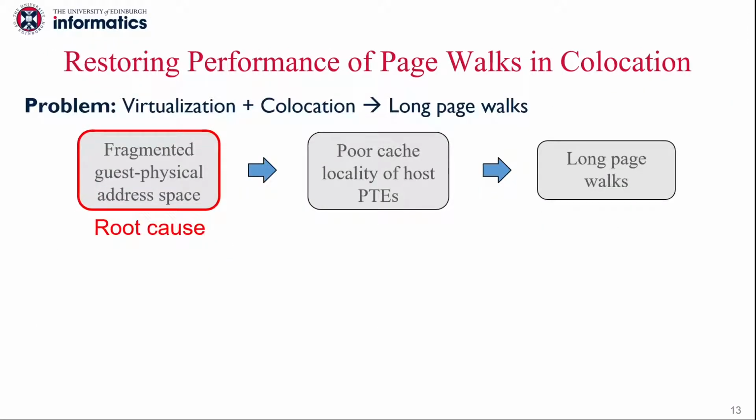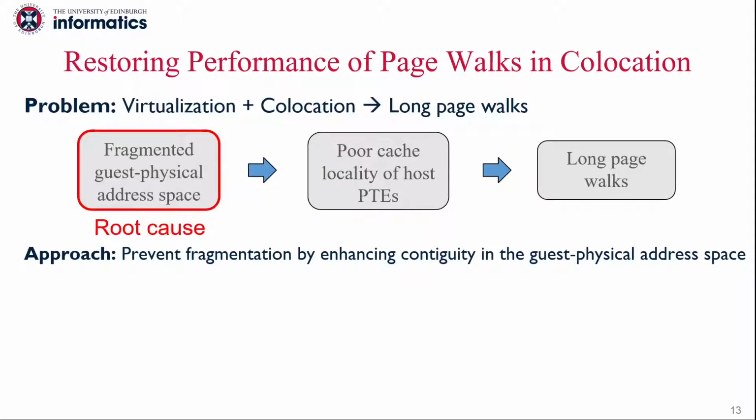Alright, we understand what the root cause of the problem is. Let's fix the problem and restore page walk performance in collocation. The root cause is fragmentation in the guest physical memory. We can prevent it by enhancing contiguity in the guest physical address space.